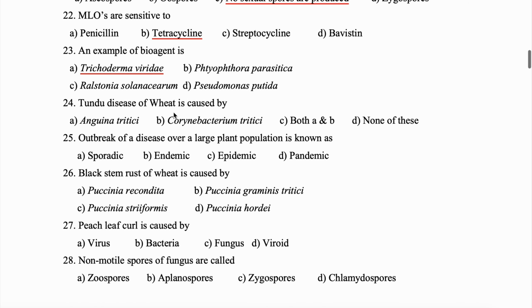Next, Tundu disease of wheat is caused by what? Tundu disease is a disease combined by bacteria and nematode, right? So the bacteria here is Corynebacterium tritici, and the nematode involved in this disease is Anguina tritici. So the answer will be both A and B.